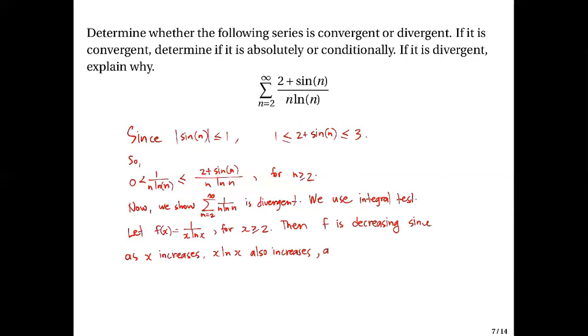And so 1 over x ln of x decreases. And we already know that this guy here is positive. Also, f is positive on the interval 2 to plus infinity. Thus, integral test is applicable.